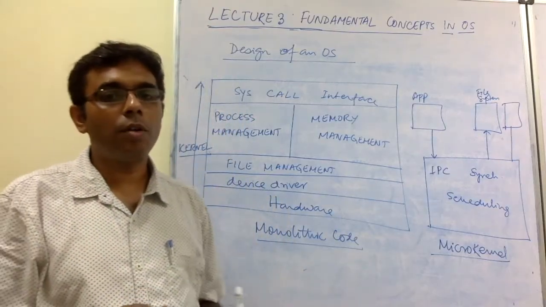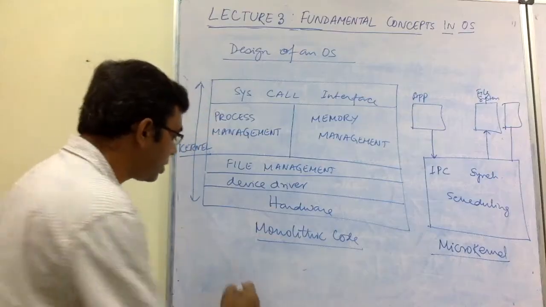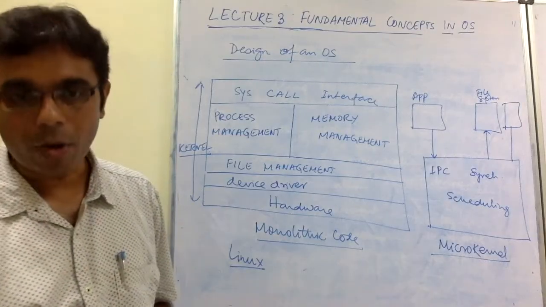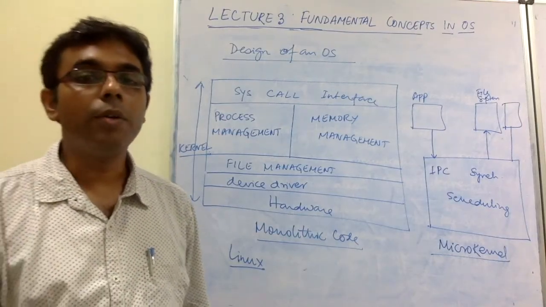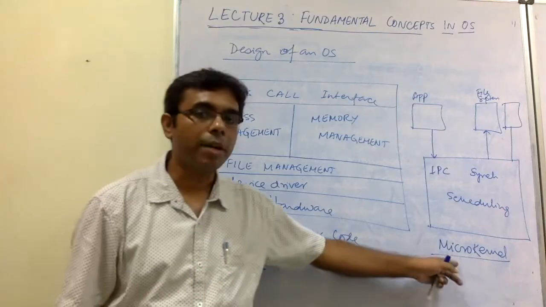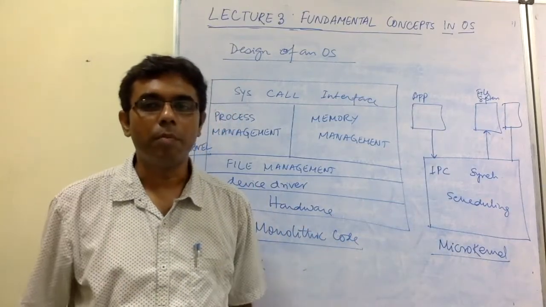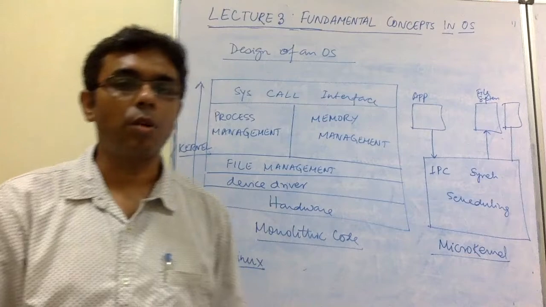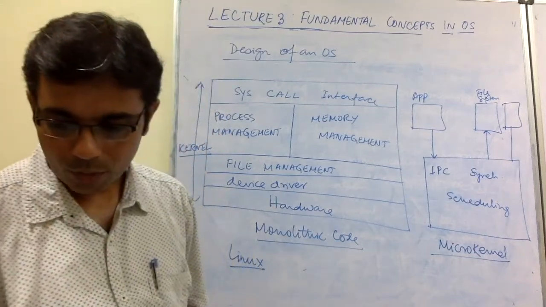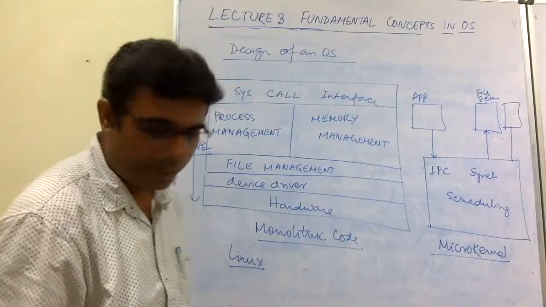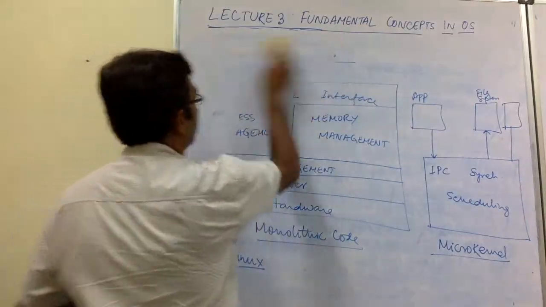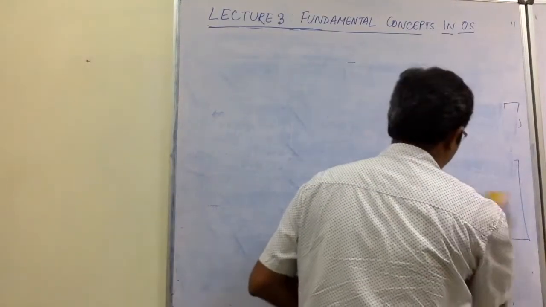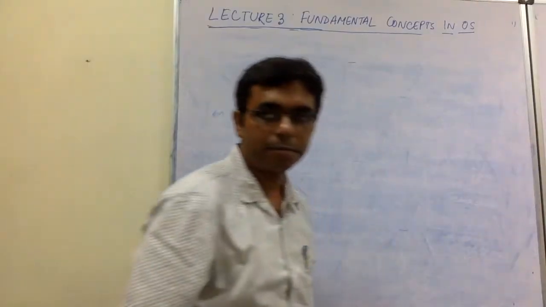So there are some operating systems that prefer monolithic code. Linux is an operating system that prefers a monolithic way of design. However, there are other real-time operating systems that prefer the microkernel approach. So these are the two basic ways of designing an OS. Okay, so now let's complete this lecture by having a look at the system calls and how the system calls are implemented.